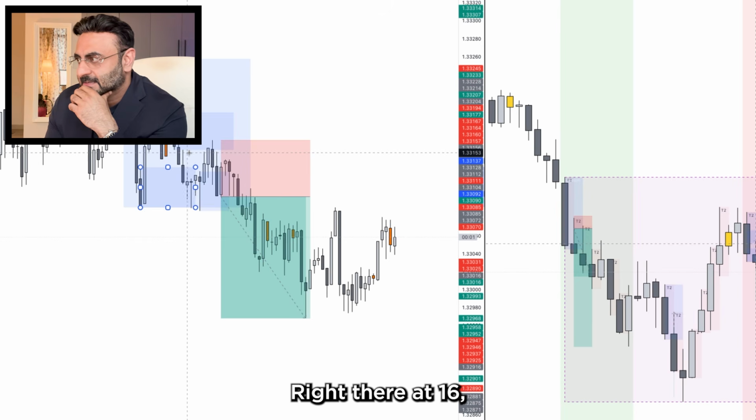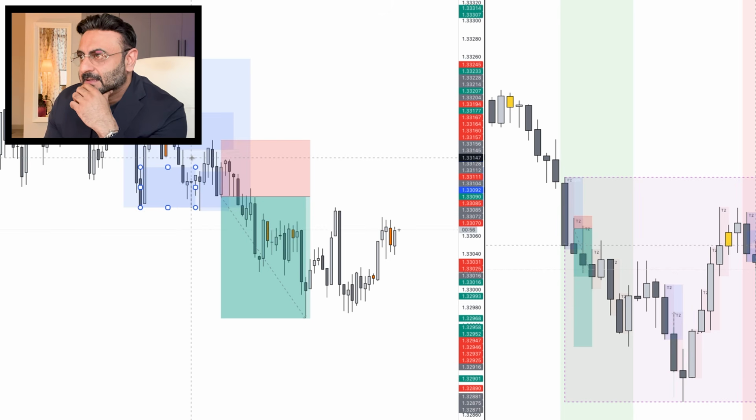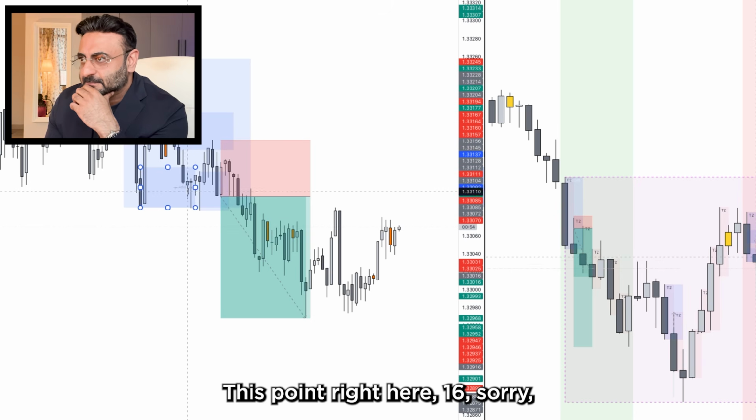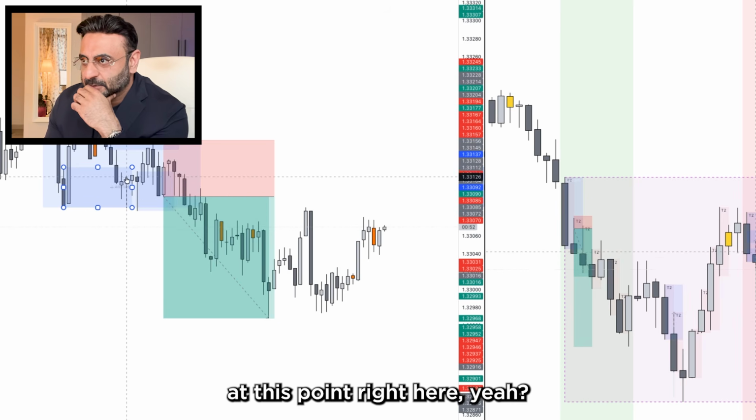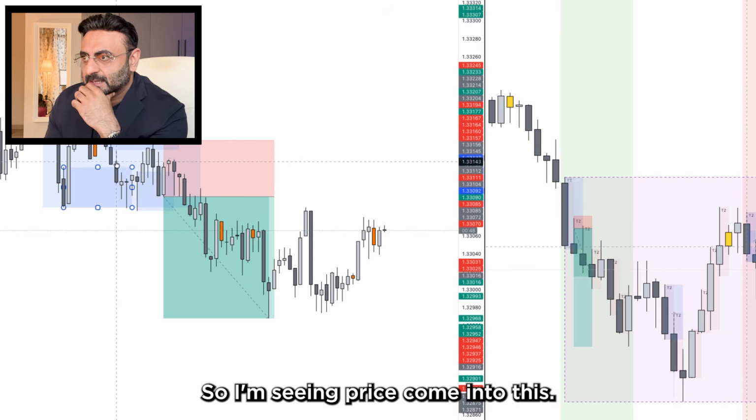right there at 16. There. This point right here, 16, sorry. This is where the new candle starts, at this point right here. Yeah, so all of this has already been done. So I'm seeing price come into this.